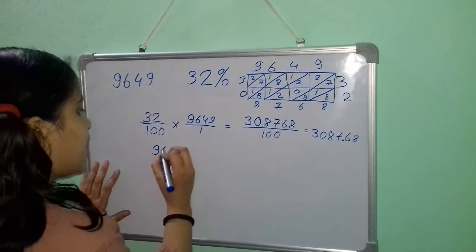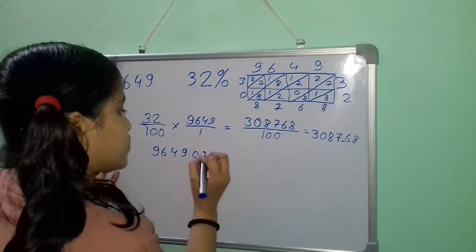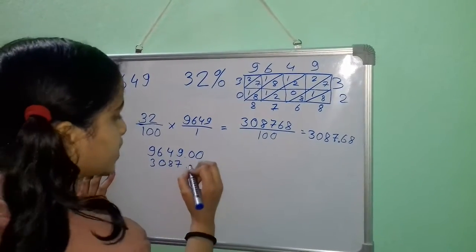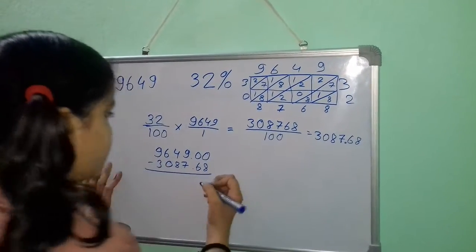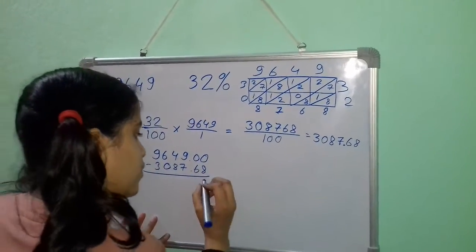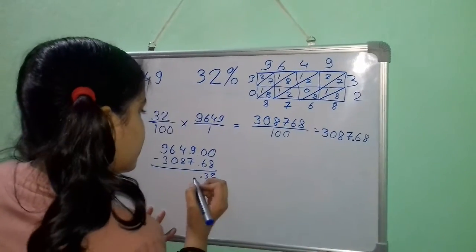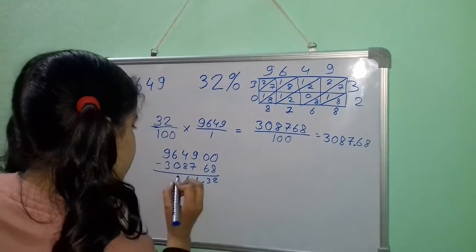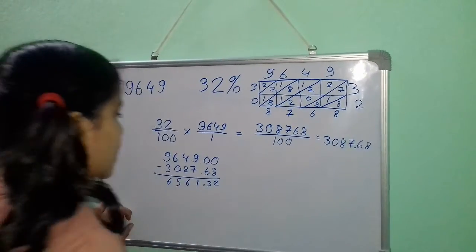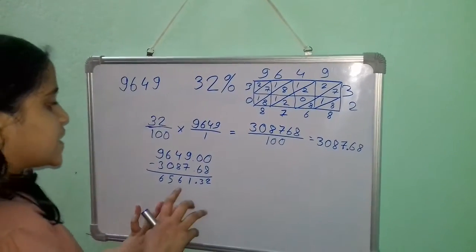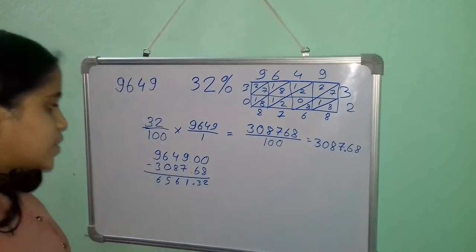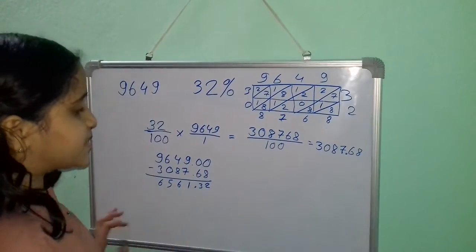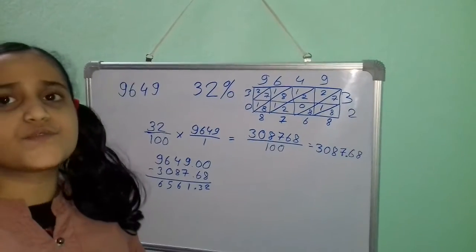Now we have written 9649.00 and 3087.68. So let's do it. We have to now subtract it. Now here comes 2, here comes 3, here comes 1, here comes 6, here comes 5, and here comes 6. So therefore the answer is 6561.32. Therefore we can also tell that we have to pay for the mobile with 32% off is 6561 rupees.